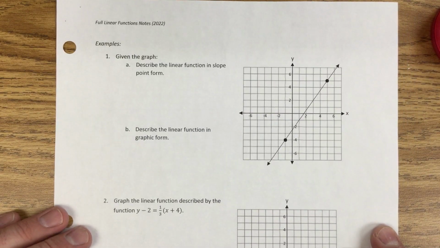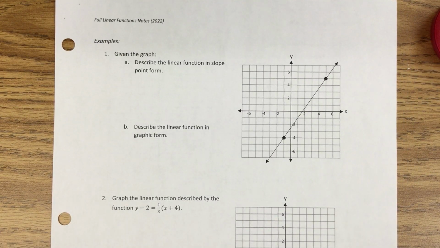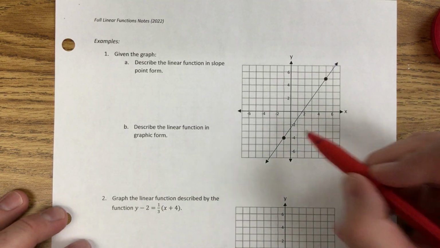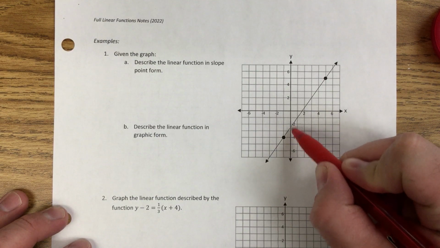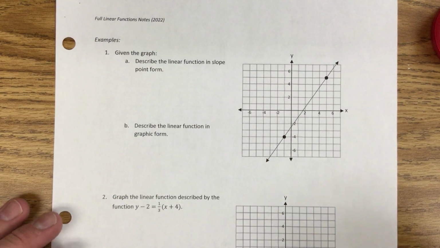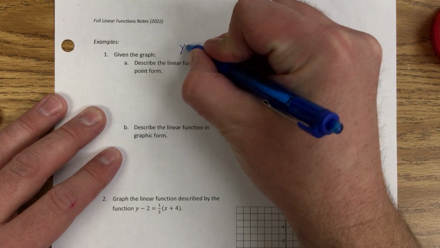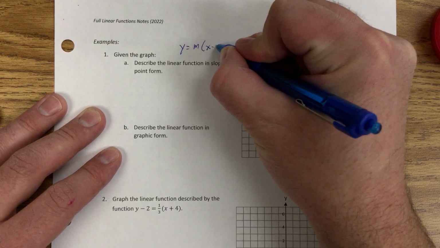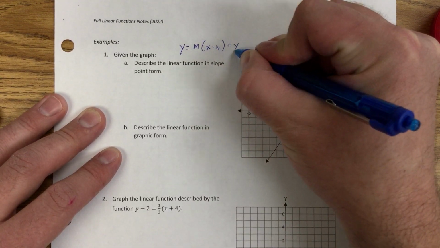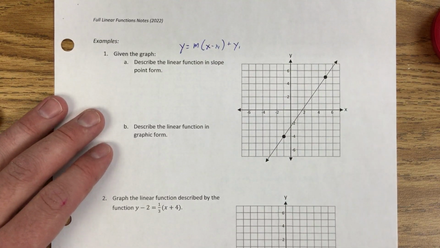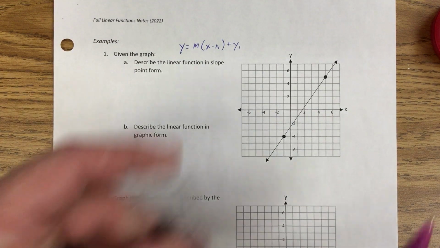Now, we're going to get the next page in here. Given the graph, describe the linear function in slope point form, and then also describe the linear function in graphic form. Well, for graphic form, we need to know the y-intercept, and you'll notice that the y-intercept is somewhere between negative 2 and negative 3. We don't know exactly where. So we're going to first put it into slope point form. So remember, y is equal to mx minus x1 plus y1. We're going to put it into that first. So the first thing we need to do is come up with the slope.